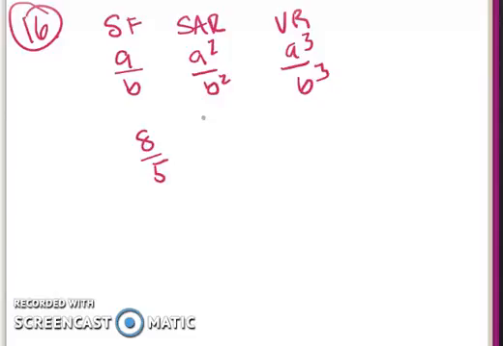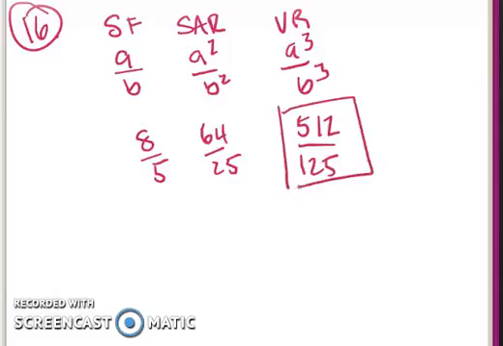So I have my calculator right here. The first one I can do is 64 and 25. That's easy. The next one, the numbers are a little bit bigger, so I just use my calculator. 512, and then we get 5 to the third power, which is a little easier to do, which is 125. So these are my two answers for the volume and then the surface area.